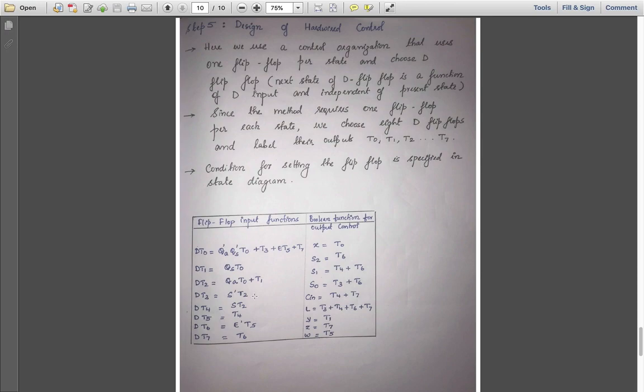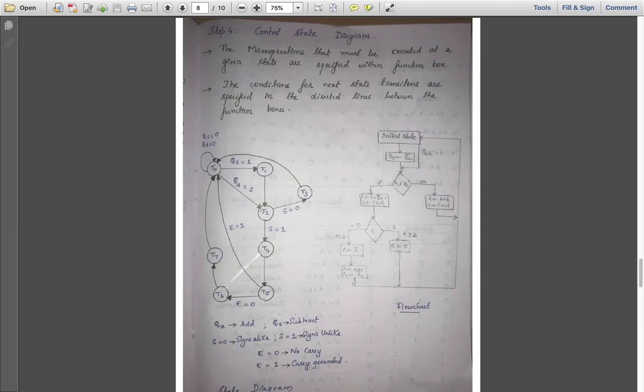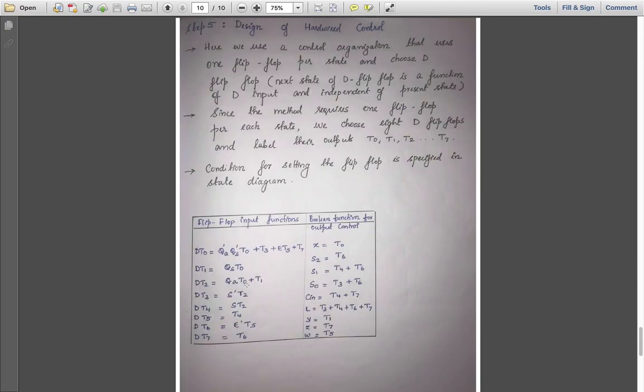Similarly, to reach T3 you need to have the S bit cleared, and you can come only from T2. From T2 you can come to T3 only if the S bit is cleared. You can come from T2 to T4 only if the S bit is set. See, S bit is set, S bit is cleared. You can reach T3 when S is cleared. You can reach T4 from T2 only if S is set. So similarly you write down all these things.